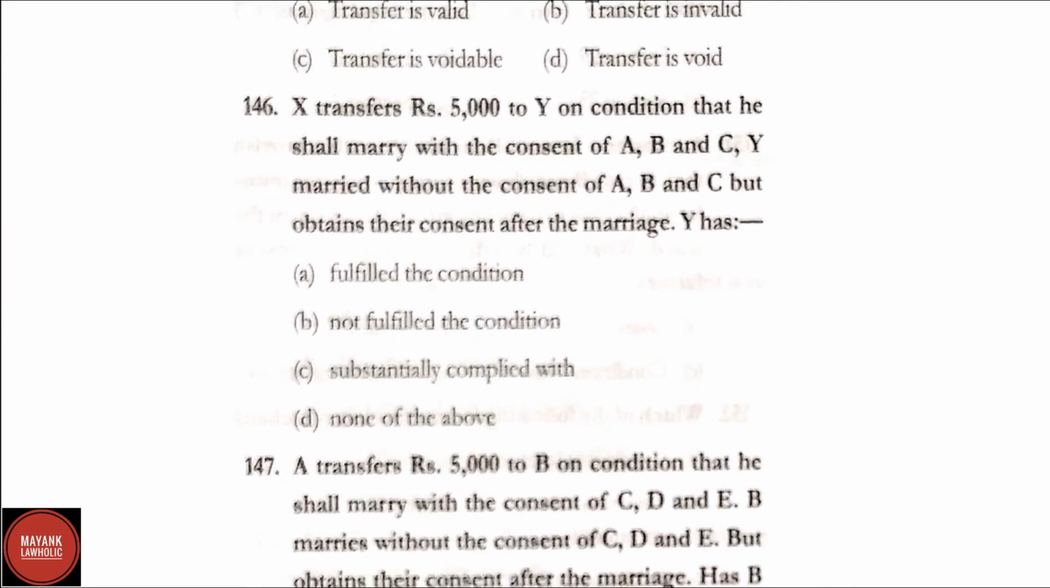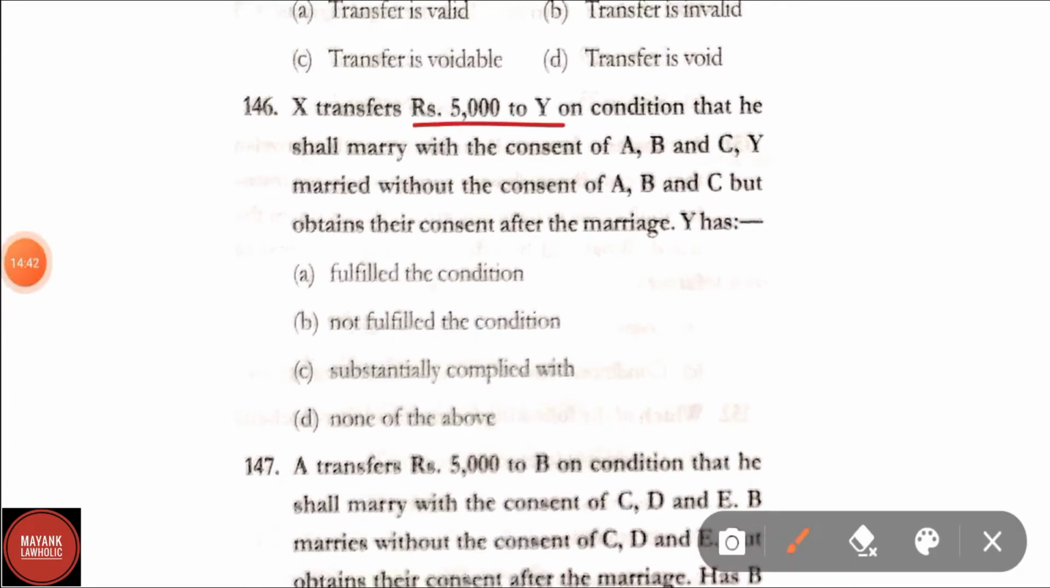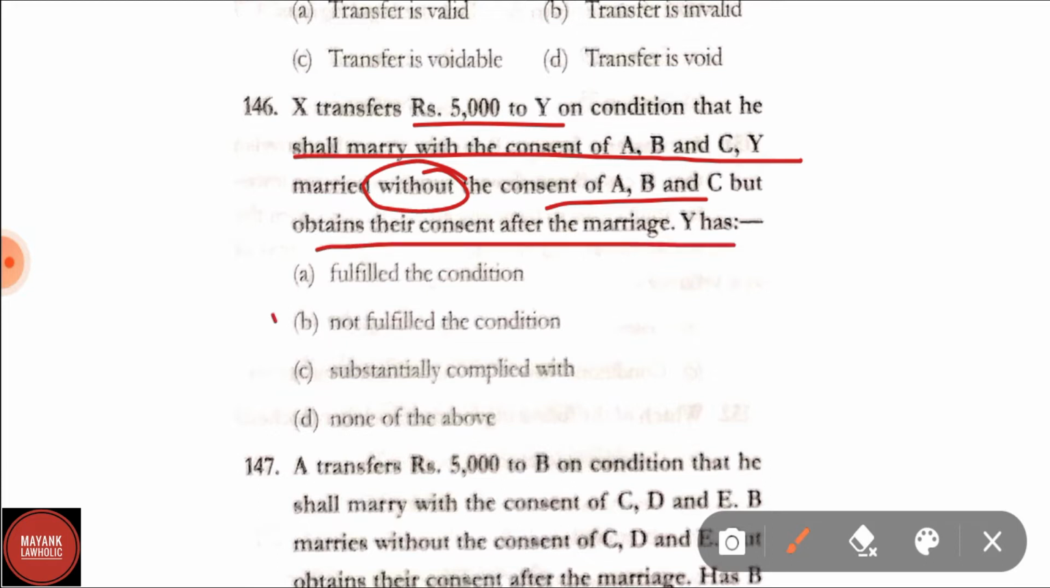Question number 146. X transfers rupees 5,000 to Y on a condition that he shall marry with the consent of A, B, C. Y married without the consent of A, B and C but obtains their consent after the marriage. Y has fulfilled the condition, not fulfilled the condition, substantially complied with, none of the above. Here the correct answer is option B, that is not fulfilled the condition.